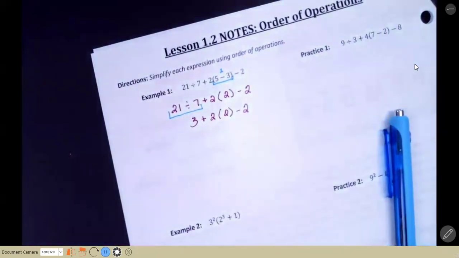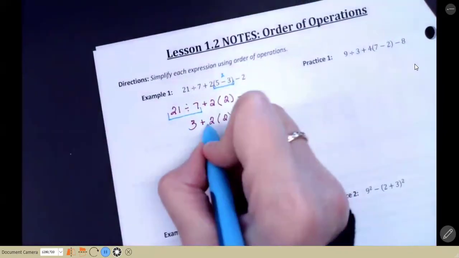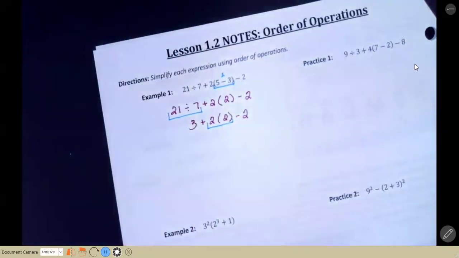Are we done with multiplication and division? No. So we have to multiply our 2 times 2.